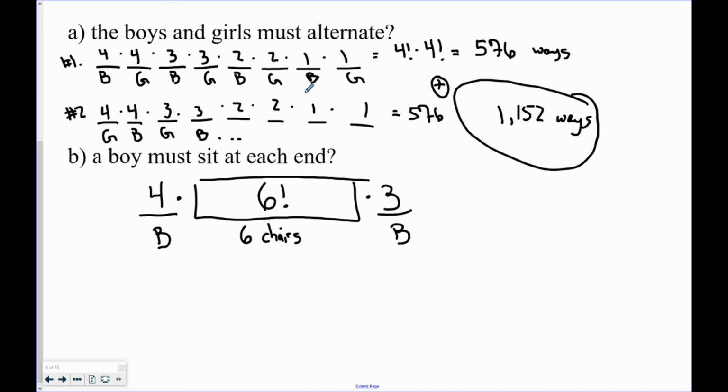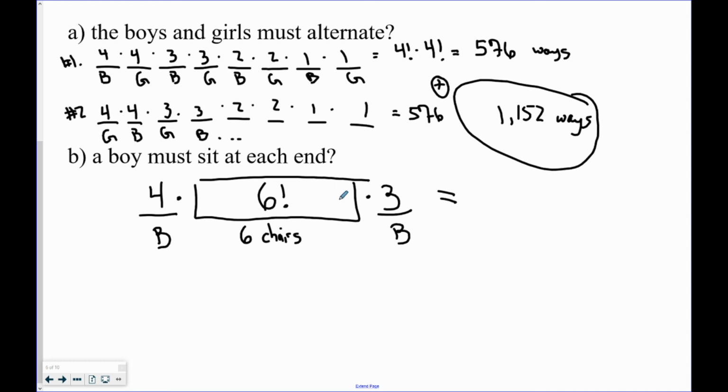They no longer need to alternate, just the condition is a boy must be at each end, right? You got 8 people, you use 1 here, there's 6 left, so 6 factorial. Okay, so is there any other way to do this? No, because there's a boy at each end. There's no other case that we can create for this.